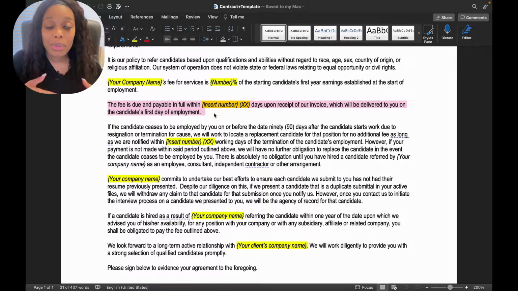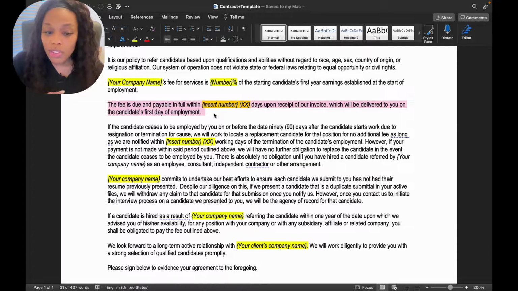enough time to pay the invoice, especially depending on the size of the company that you're working with. They may have some form of an internal accounting department through which your invoice has to go. So keep that in mind when you're thinking about your payment terms. Not to say that you want to give any leeway to your client, but you do also want to be reasonable. And net 30 tends to be very reasonable when it comes to the recruiting industry.